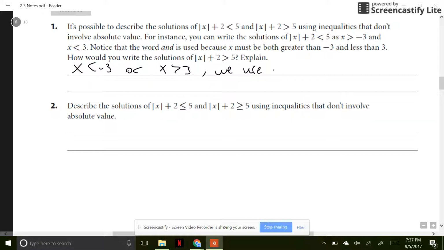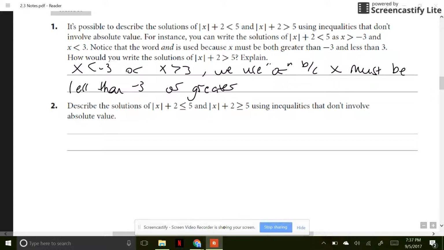And we use or instead of and because x must be less than -3 or greater than +3, but not both.